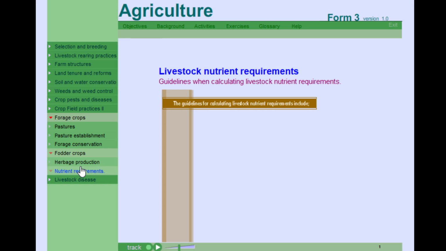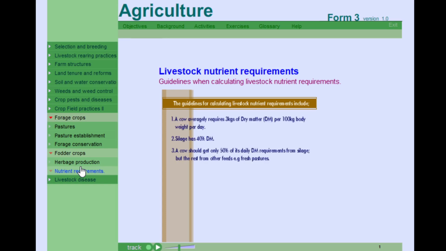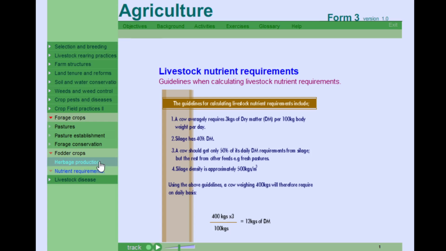Guidelines when calculating livestock nutrient requirements. The guidelines for calculating livestock nutrient requirements include: a cow averagely requires 3 kilograms of dry matter per 100 kilograms body weight per day. Silage has 40% dry matter.